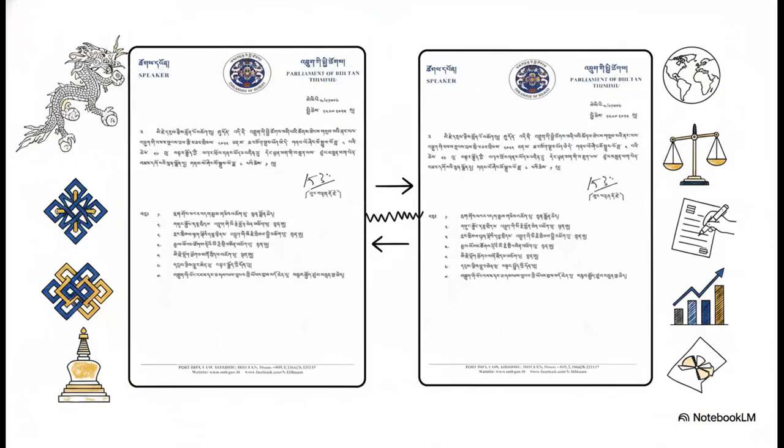We're going to start by looking closely at Chapters 1 and 2. These establish the preliminary rules, the extent of the law, and the fundamental imposition of income tax itself. What's immediately striking about this is the dual presentation of the text. It's beautifully bilingual, presented in both Dzongkha and English side by side.